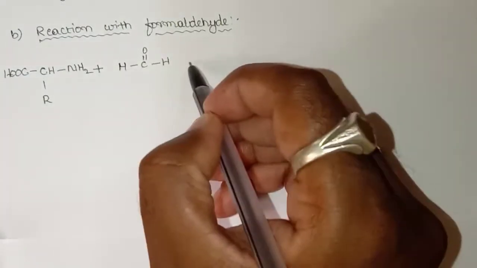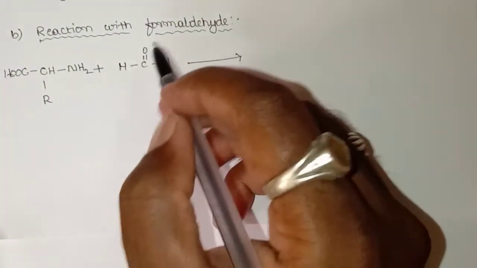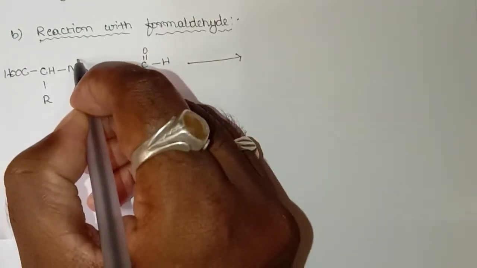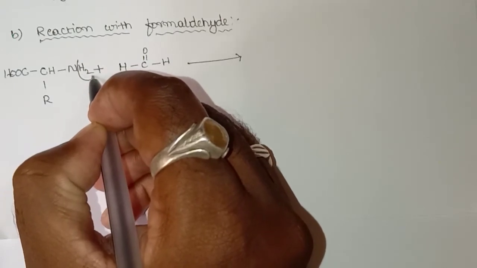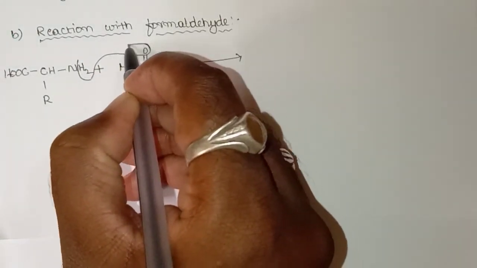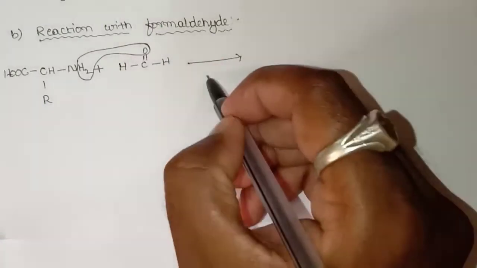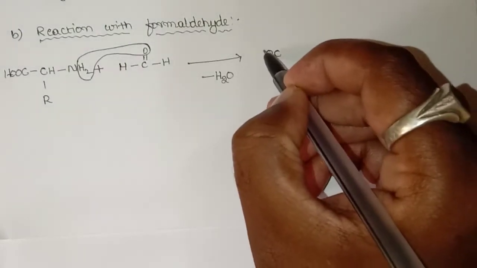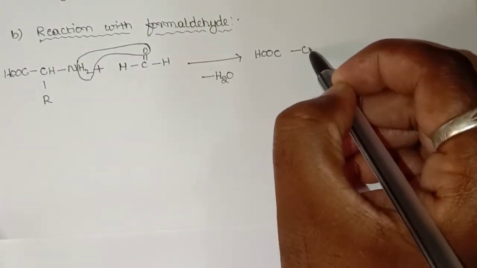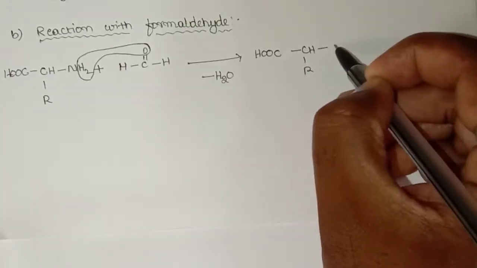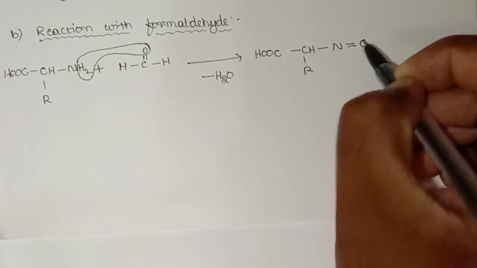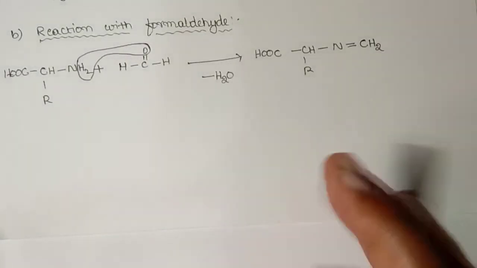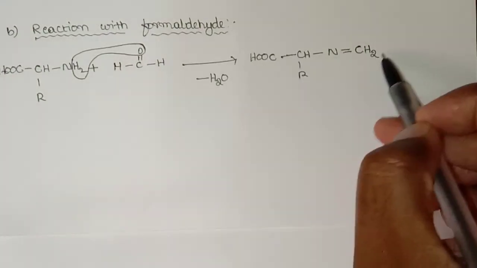Right. So when an amino acid is made to react with formaldehyde, you can notice there is a doubly bonded oxygen atom over here. The two hydrogen atoms present in the amine group will combine with the oxygen atom of this formaldehyde, and that results in the elimination of water, so that it results in the formation of COOH, CH, N, and this double bond will remain. C, two hydrogen atoms are there, so you can write it as CH2. So you can observe in this compound we are having CH2.